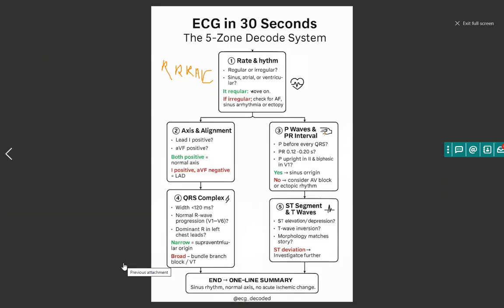And what are you looking for? Your first R is the rate. The second R is the rhythm. The third thing is, is it regular? Rate, rhythm, is it regular? And what is the rate?